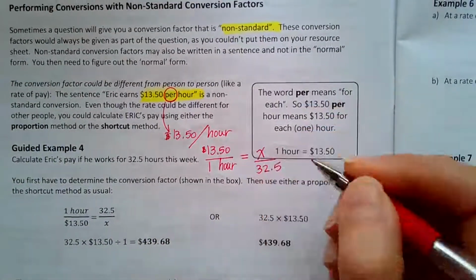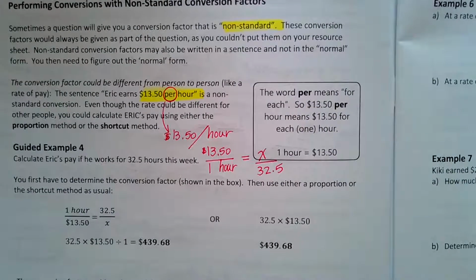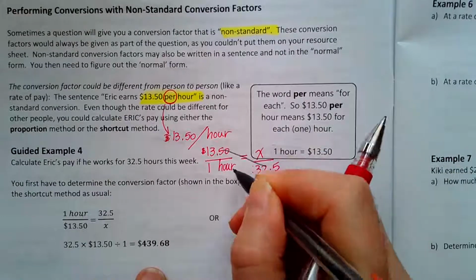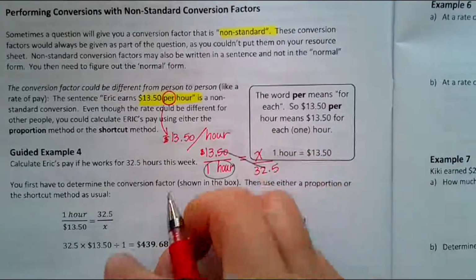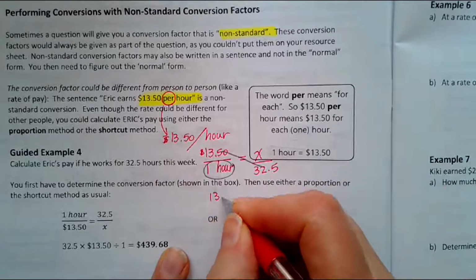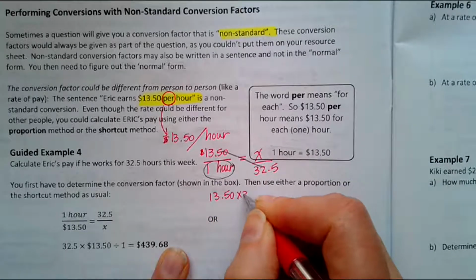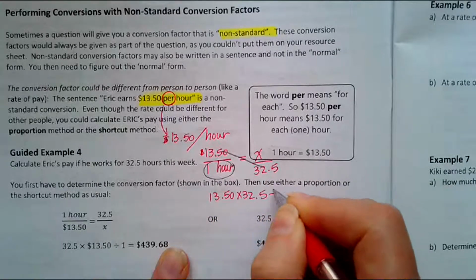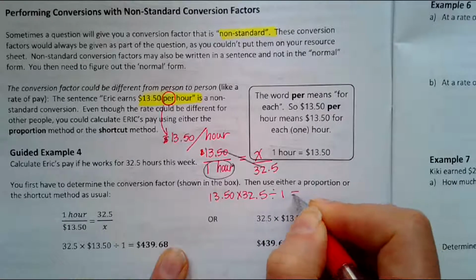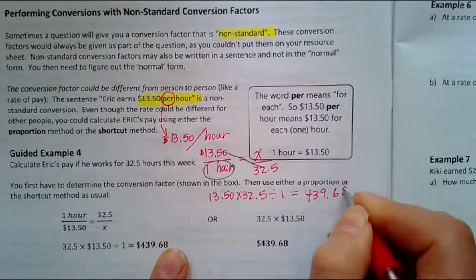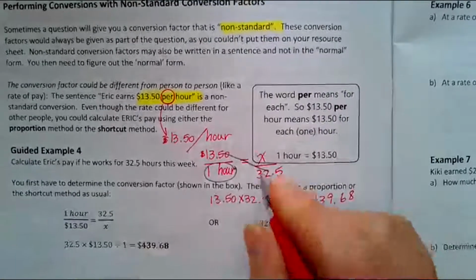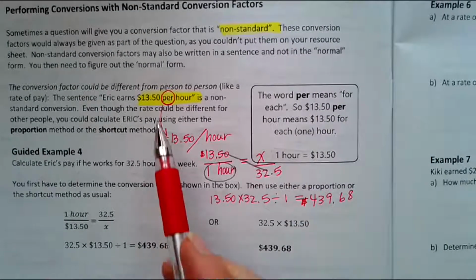My X on the top, just like we did yesterday. I'm multiplying the two diagonal numbers and dividing by the leftover. So I have the same thing as down here, right? 13.50 times 32.5 divided by 1. And that's going to give me $439.68.